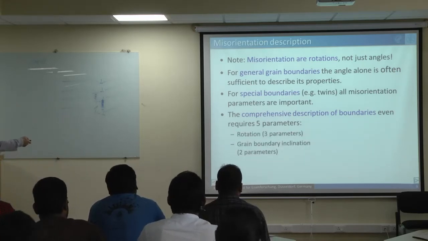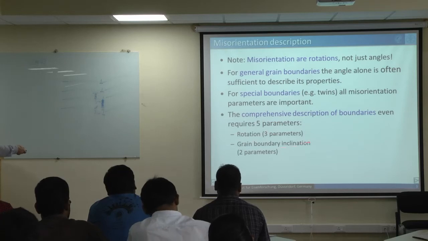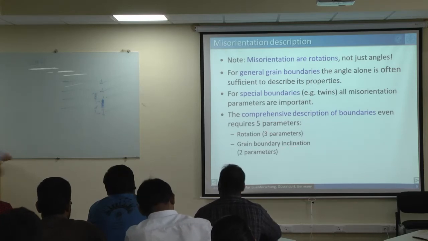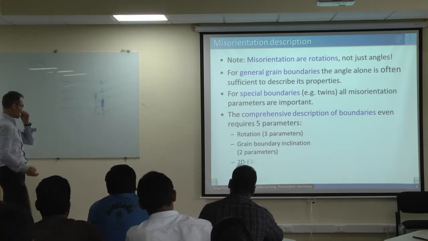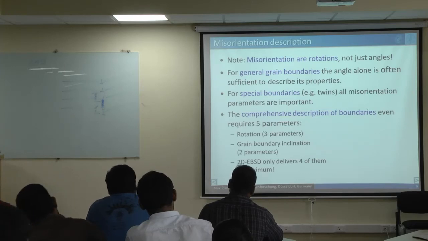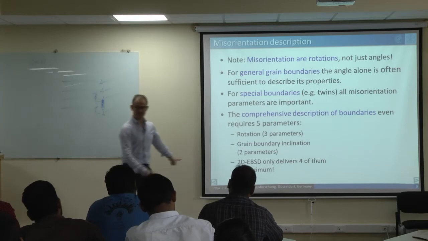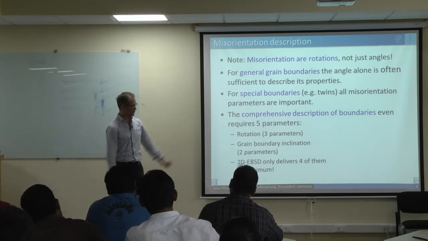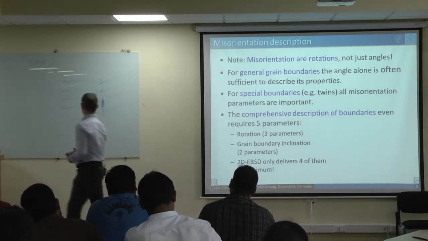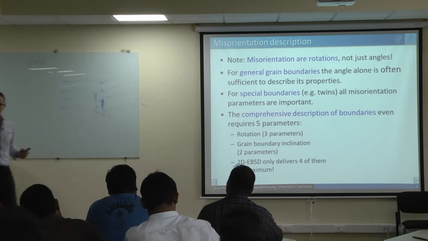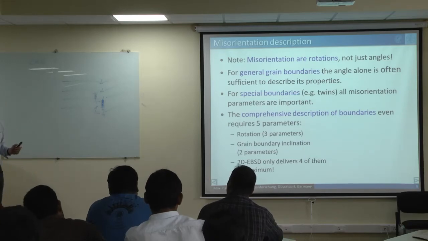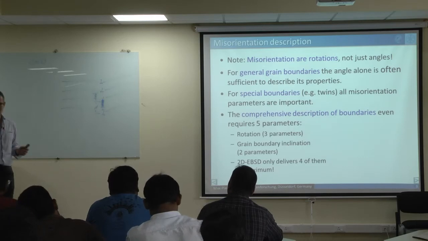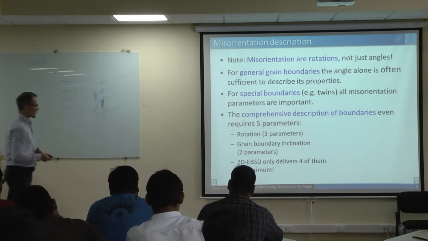So we have the rotation, which is 3 parameters, and the grain boundary plane, which is 2 parameters, altogether 5. And with EBSD, of course, usually we get only 4 at maximum. Why 4? Why not 3 only? The misorientation is clear. Misorientation is 3 parameters. It's the rotation. Of course, we express it as angle and axis, but in principle, it's only 3 parameters.